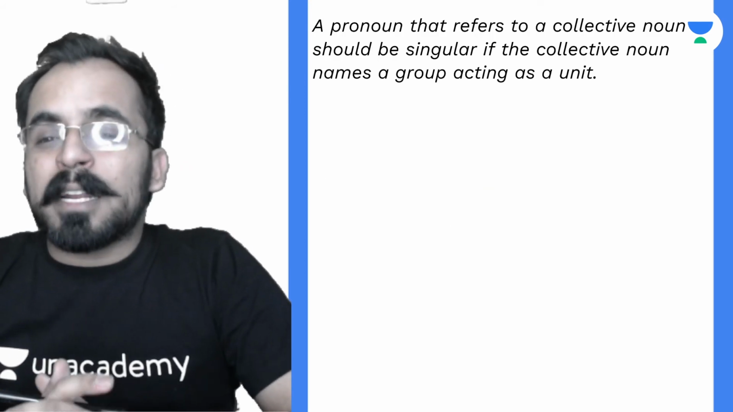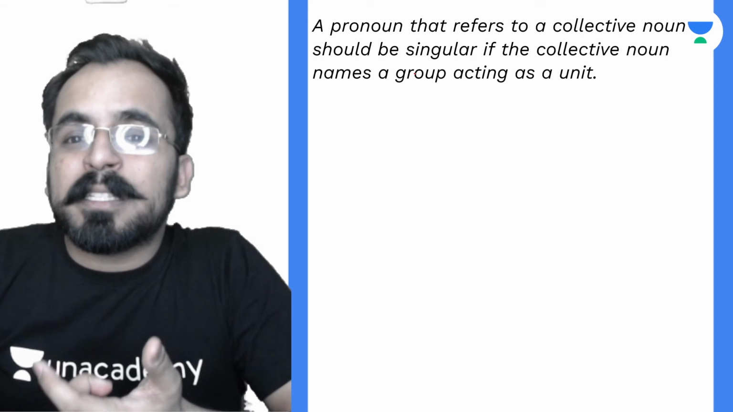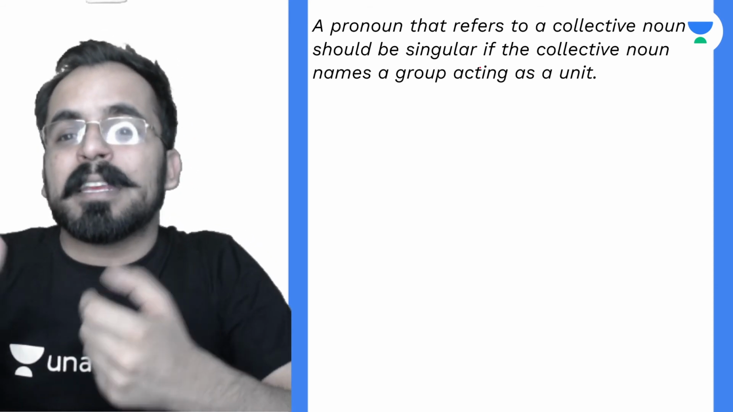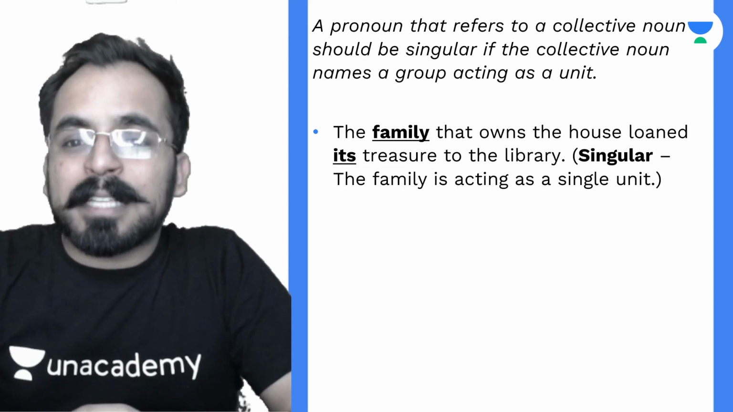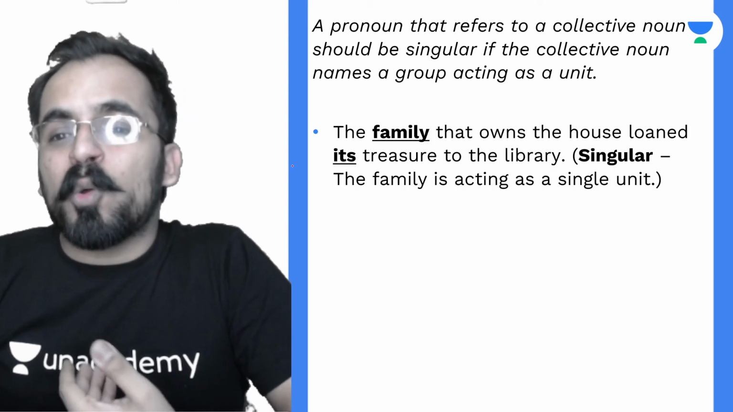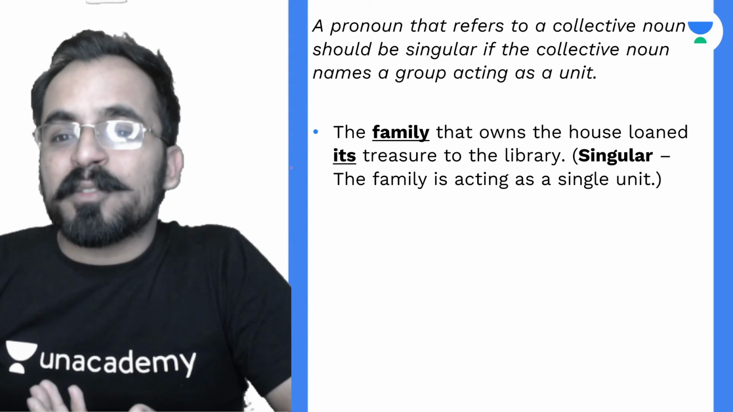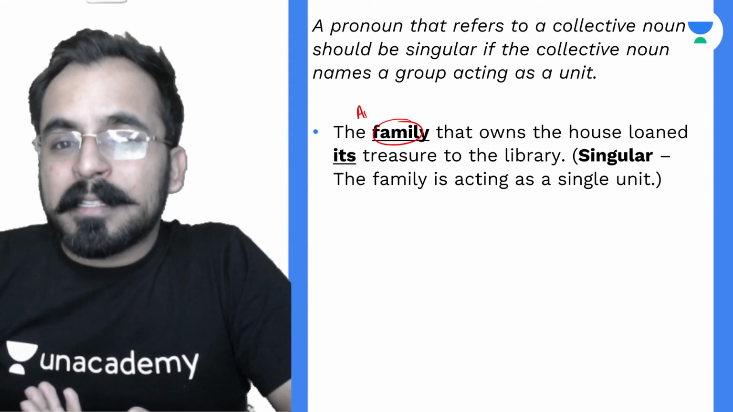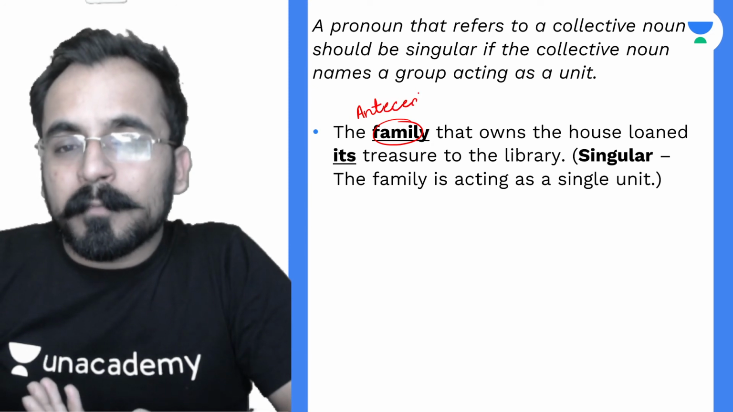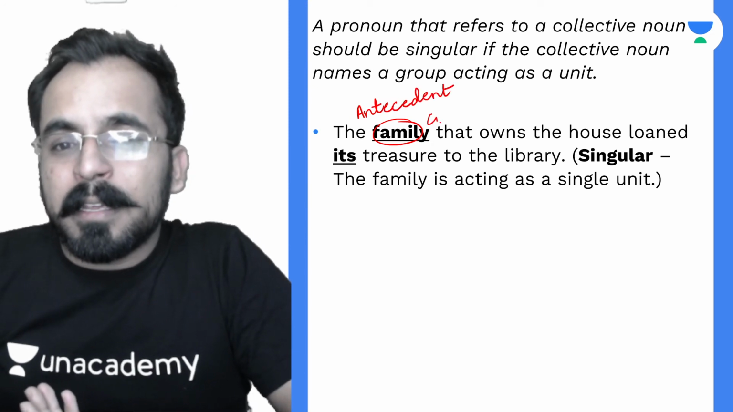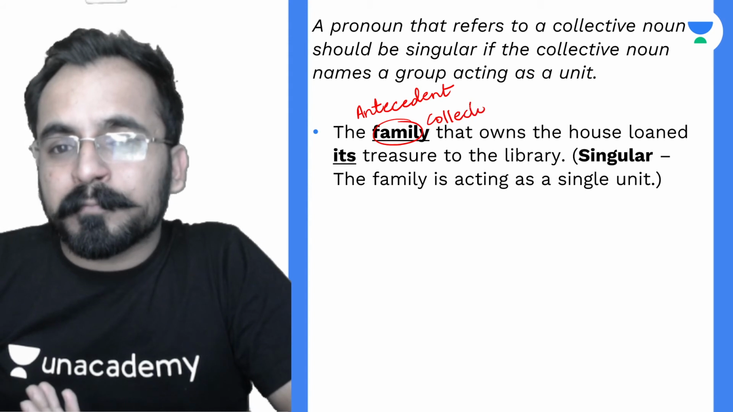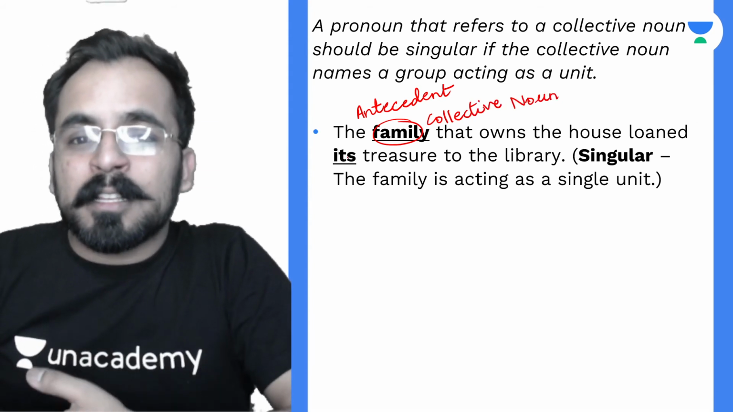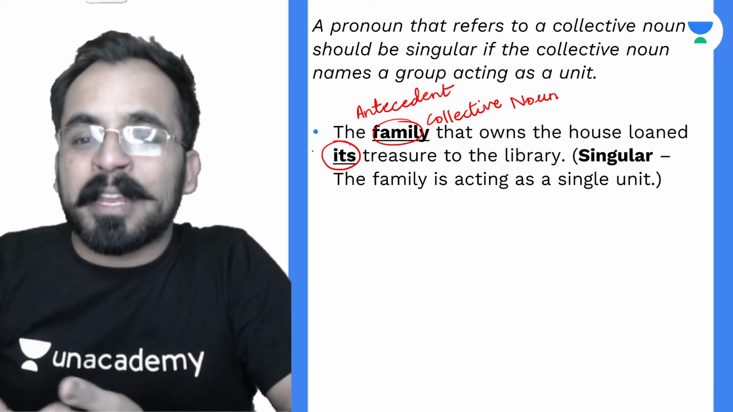A pronoun that refers to a collective noun should be singular if the collective noun means a group which is acting as a unit. For example, the family that owns the house loaned its treasure to the library. So this is my antecedent, right? And family is a collective noun. In this case, family acts as a single unit. So that is why I have written its treasure.